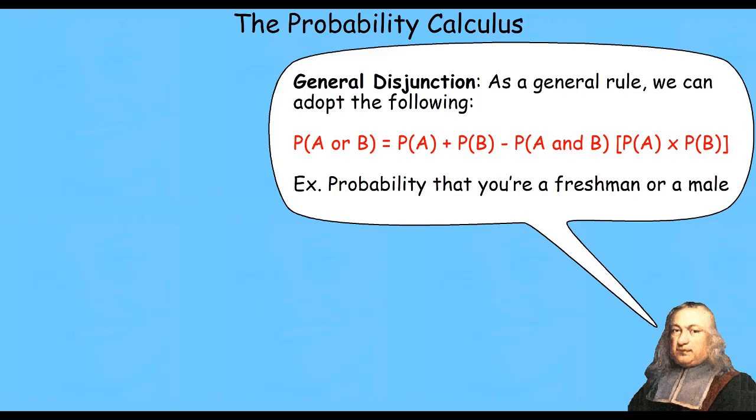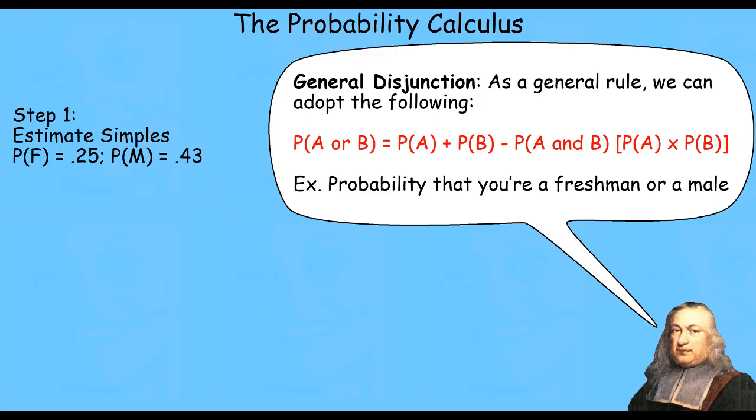So let's use an example to show how this would work. Suppose we want to compute the probability that you're a freshman or a male. So some freshmen are males, some males are freshmen, so it's possible for both of the disjuncts to be true.